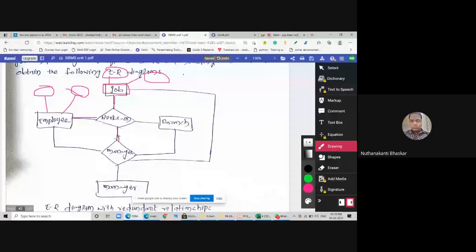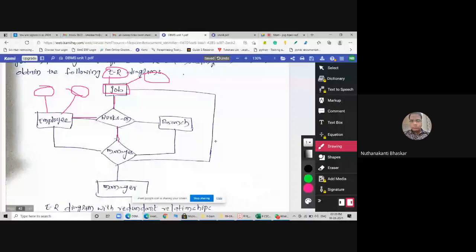Now, did you understand the problem? First of all, understand the problem. It is a diagram with redundant relations. Job works on manager, job manages manager. Here, because of this, there is redundancy of association. The solution is right for the given case, but this presentation is not possible in the ER diagram.